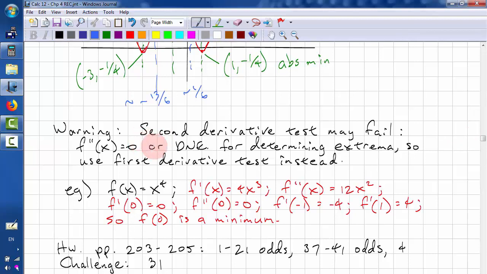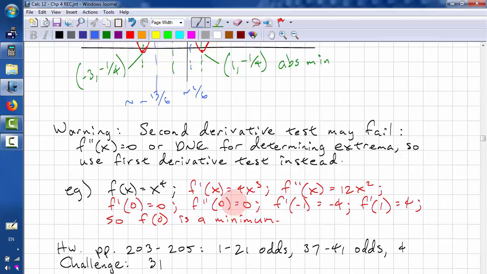So the warning here is the second derivative test may fail if the second derivative is 0 or does not exist for determining extrema. So use the first derivative test instead. For example, if we have f of x equals x to the power 4, the first derivative is 4x cubed, the second derivative is 12x squared. The first derivative is 0 at 0, second derivative is 0 at 0. So this doesn't tell us whether it's concave up or down, so we don't know if it's a minimum or a maximum.